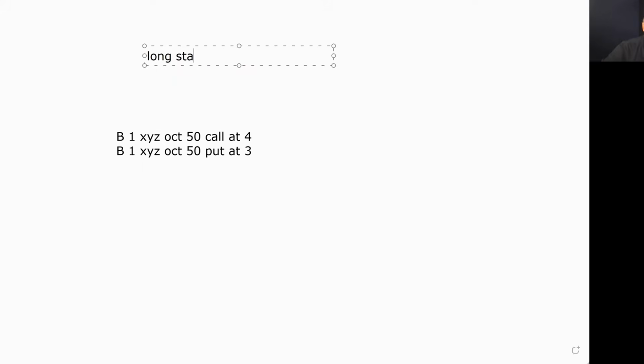So this is what they call a long straddle, okay? A long straddle means I want the stock to move. Since I paid 7, I need the stock to go up at least 7 points or down 7 points. I need it to move. So with a long straddle, you want volatility. You're buying it for volatility.